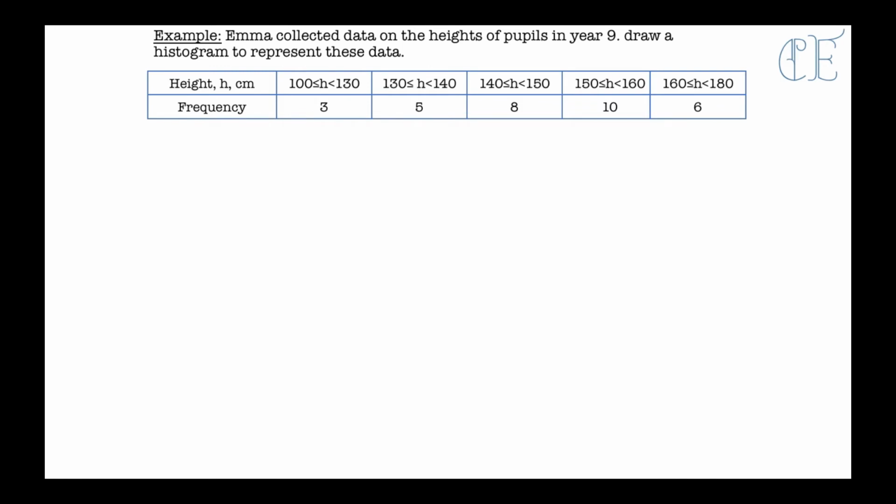Emma collected data on the heights of pupils in year 9. Draw a histogram to represent the data. So here we have the height and we have the frequency. So the first thing we need to do is find the class width.